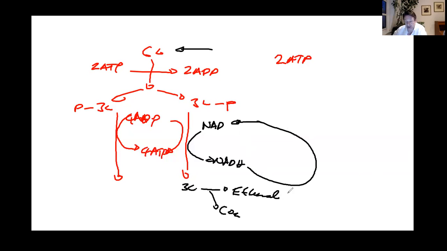And that then gets reduced to form ethanol. And again, the purpose of this process is to regenerate the NAD so that glycolysis can continue with the net production of 2 ATPs. So again, anaerobic respiration is nothing clever. It is just glycolysis with something else happening.